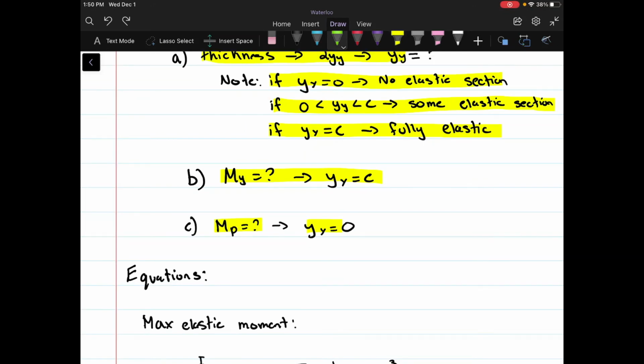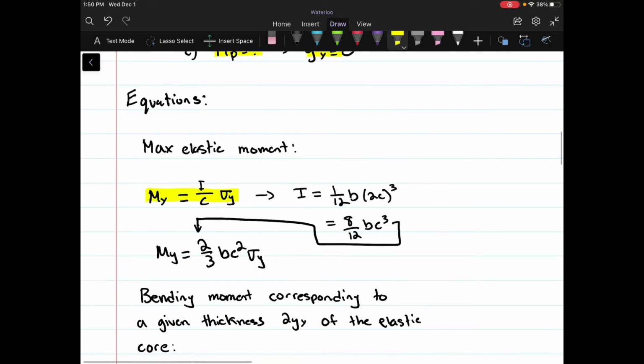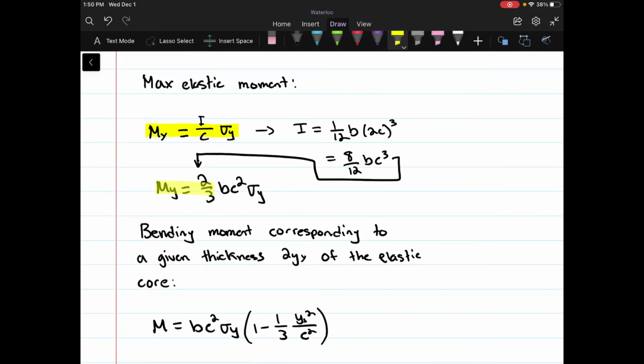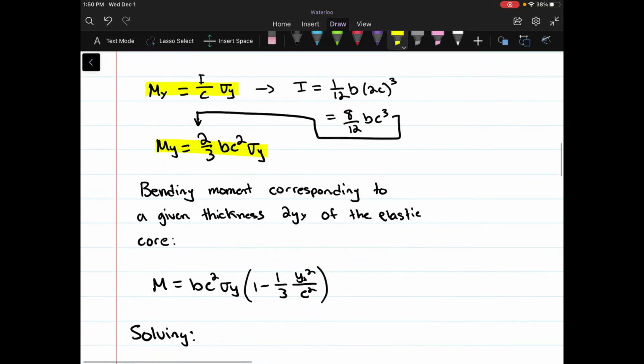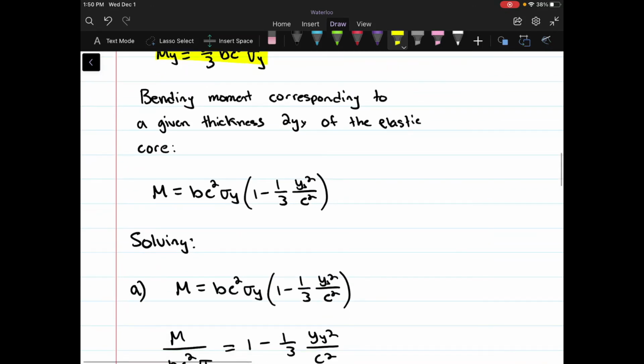In order to solve for this, we need to know some relationships. We might want to know the relationship between the yield strength and the maximum bending moment that makes the whole cross-section elastic. When plugging in the moment of inertia for a rectangular cross-section, this equation can simplify to this. We will also want to know how to find the moment corresponding to the thickness of the elastic section.